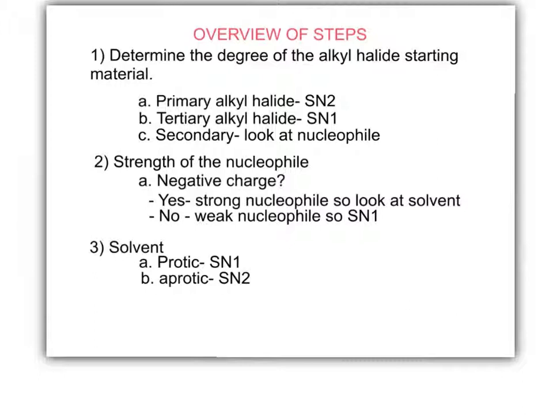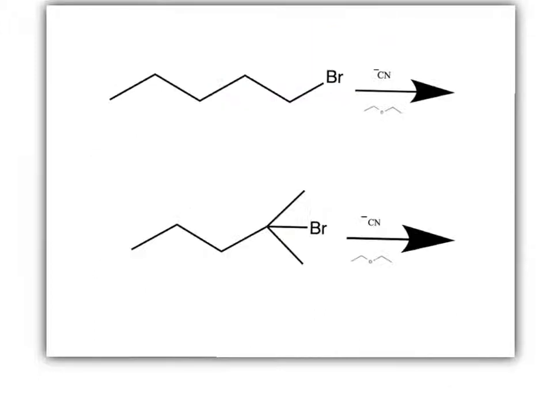So let's take a look now at a few examples and see if we can implement these steps in a way that makes sense. We'll start off with some simple ones. If you look at this first alkyl halide, you see that it is a primary alkyl halide, and we know that that makes it an SN2 mechanism. The next example, we see that this is a tertiary alkyl halide, and we know that that makes it an SN1 mechanism.